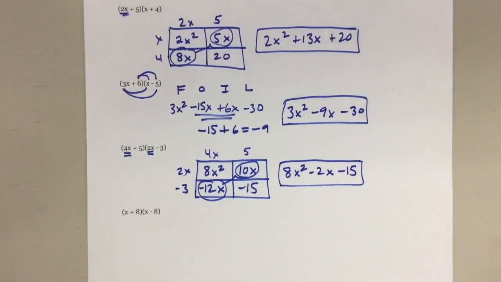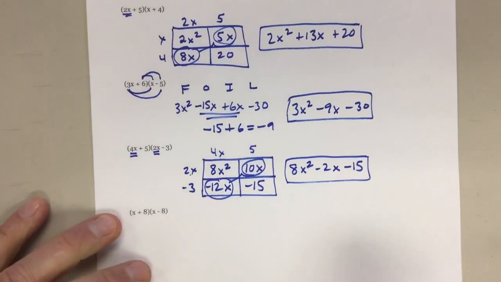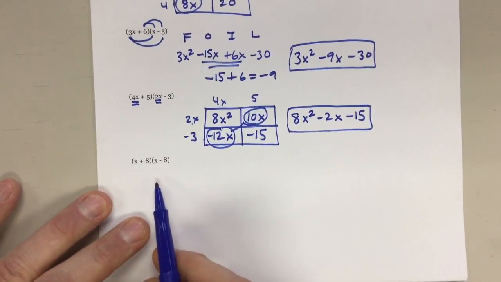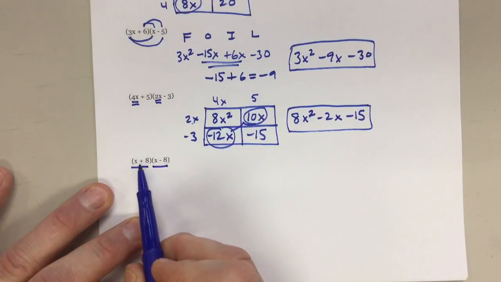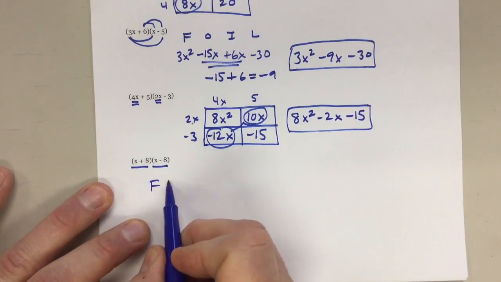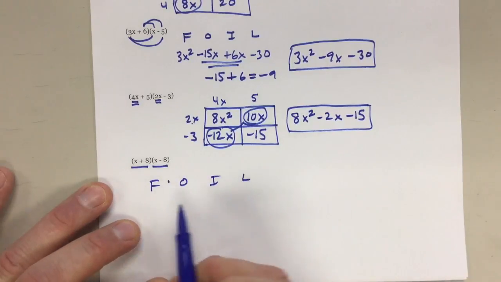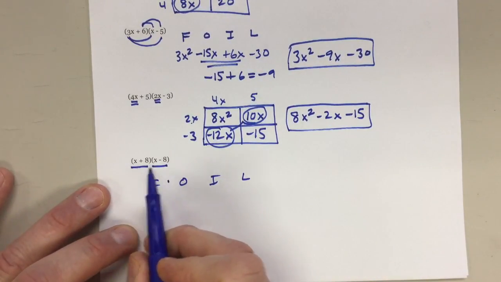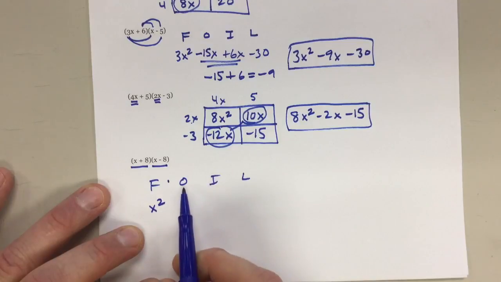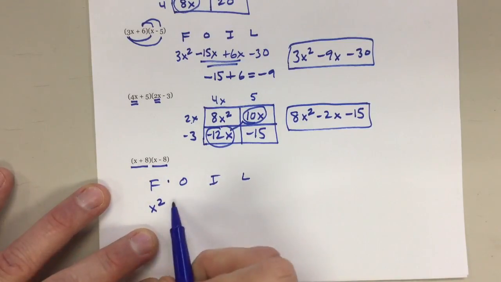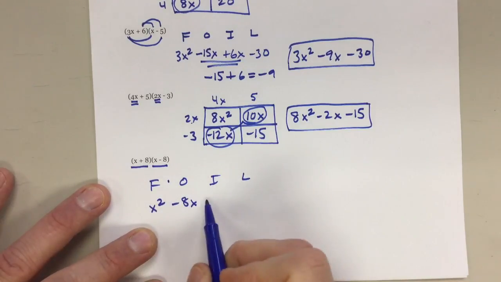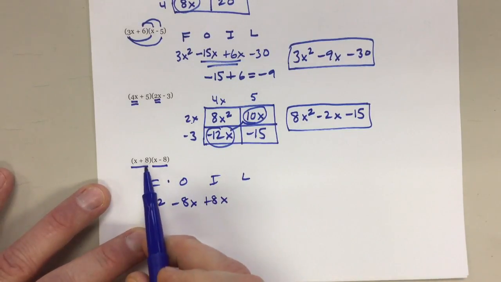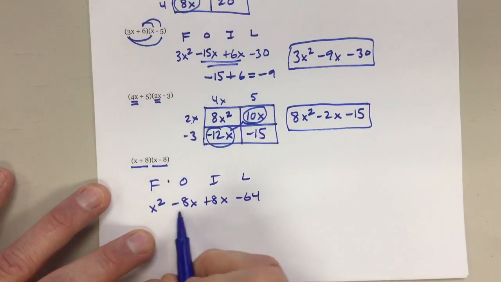So as long as you just take your time and use the same methods we used yesterday, you should be okay. Now we're ending up with this last one. This is a special case. Notice the two terms are identical except one is positive, one is negative. So here's what happens. First I'm going to do the first. So x times x is x squared. O stands for outside. X and negative 8 is negative 8x. I stands for inside. 8 times x is 8x, that's positive. And 8 times negative 8 is negative 64.